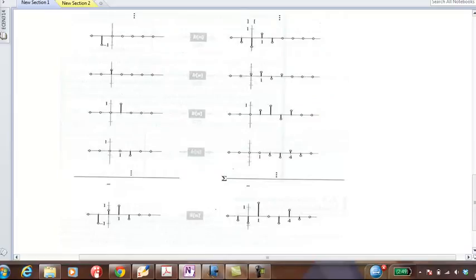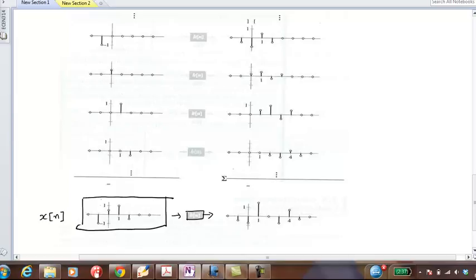So this input is exactly the same input that I had before, x of n, and we want to find the output corresponding to this input. That's the problem we want to solve. Okay, so notice first that I can write this input x of n as the sum of 4 signals.